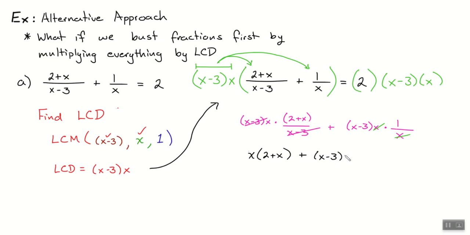Times 1. And I'm going to write times 1 with the understanding that normally I probably wouldn't. And let's finally do the right side. I'm going to rearrange it a little bit just for now so it looks a bit nicer. Instead of saying 2 times x minus 3 times x, for now I'm just going to call it 2x times x minus 3. I just rearranged.